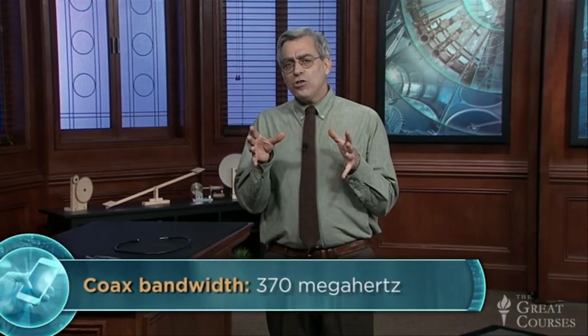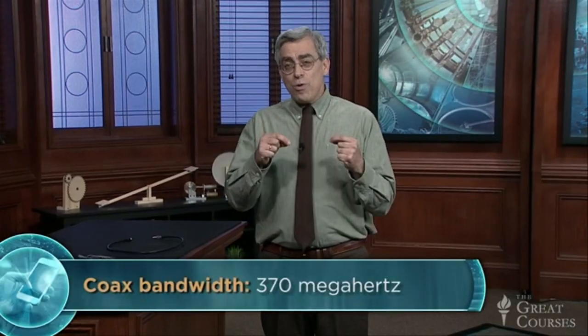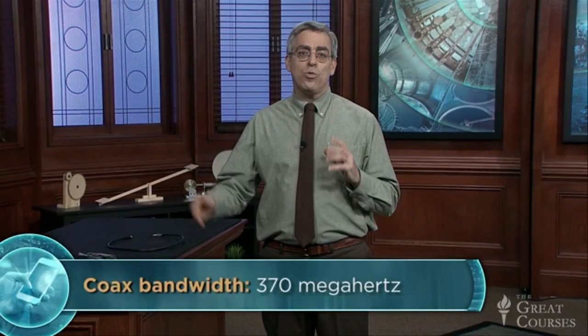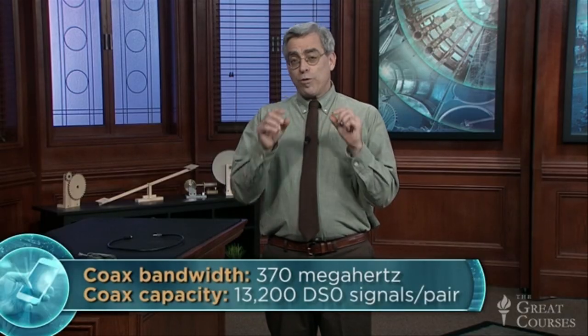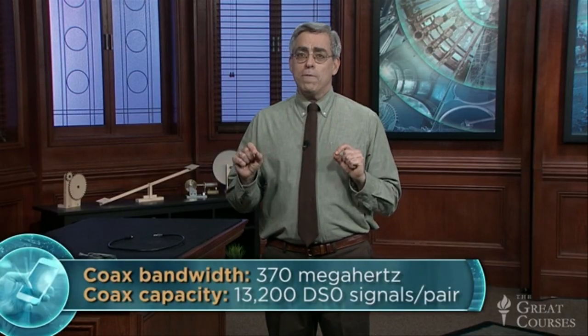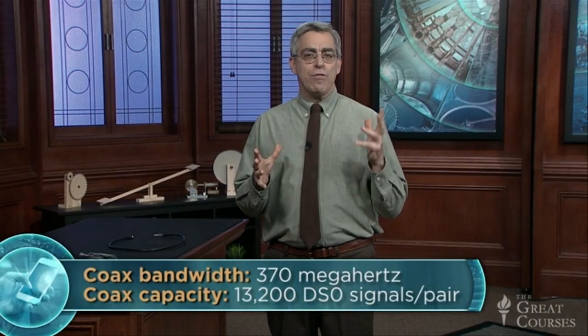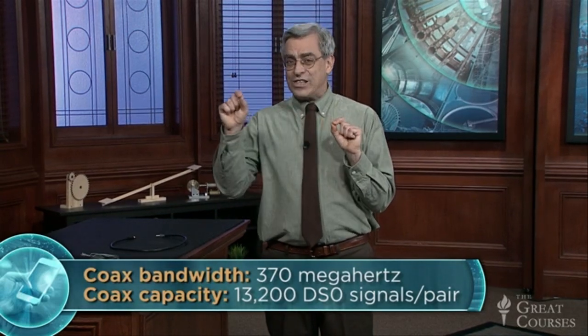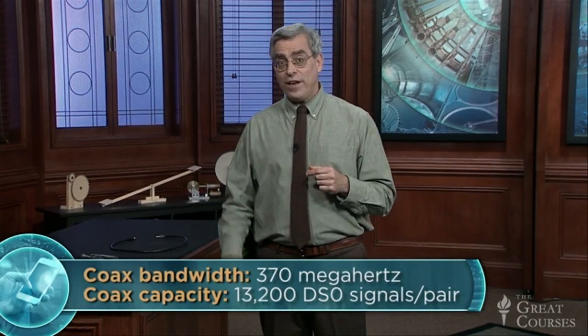Standard coax also can support a bandwidth of 370 megahertz. That's 370 times more than a twisted pair. And when used with frequency division multiplexing, a pair of cables can carry 13,200 of those standard DS0 voice signals simultaneously.